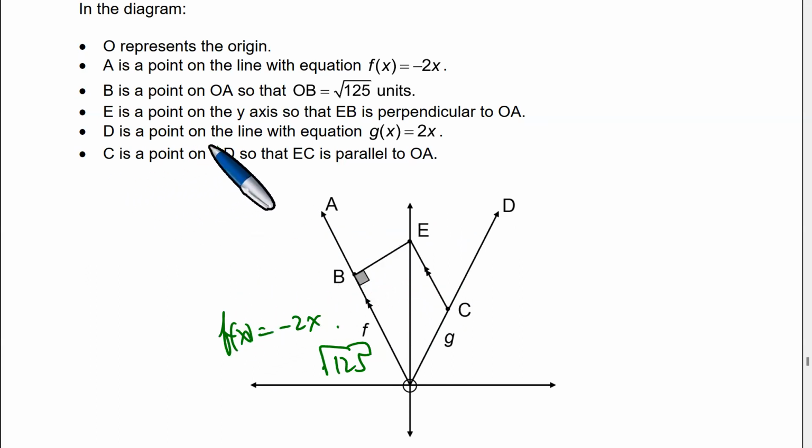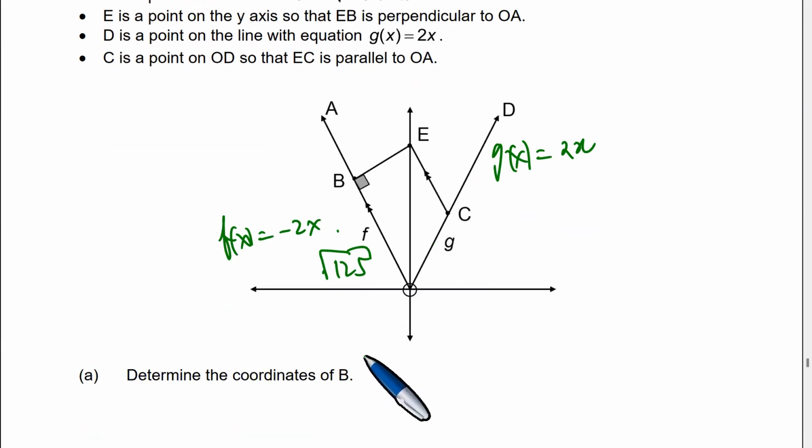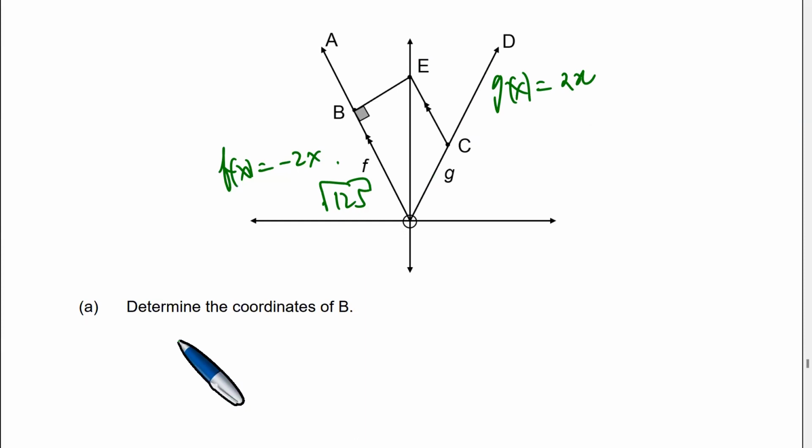D is a point on the line with equation y equals 2x. C is a point on OD, so that EC is parallel to OA. Determine the coordinates of B.